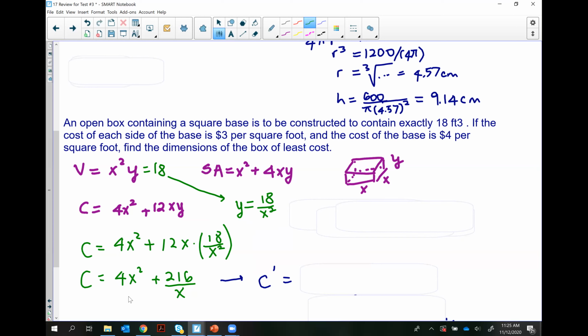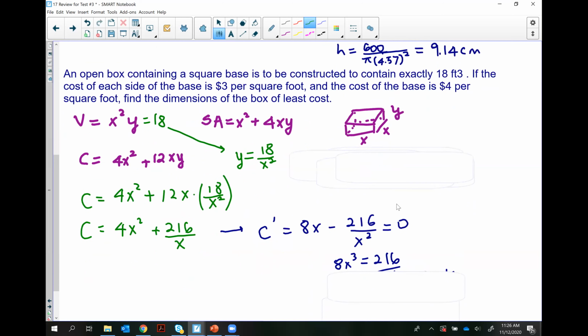And to find for which x this cost function will be a minimum, let's differentiate it and set it equal to 0. So 8x minus 216 over x squared equals 0. Again, you're going to add this to the other side, multiply by x squared, and divide by 8. So if you do all of that, 8x cubed equals 216, x cubed equals 216 over 8, and then x equals the cube root of that. So this turns out to be a nice and whole number. Don't expect that to be every time. It could be a messy decimal, no worries.